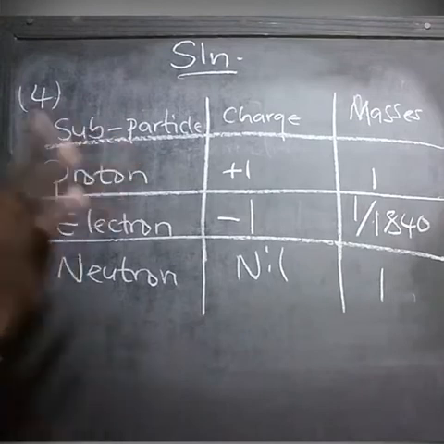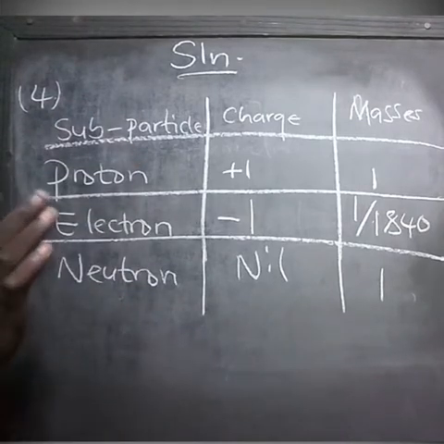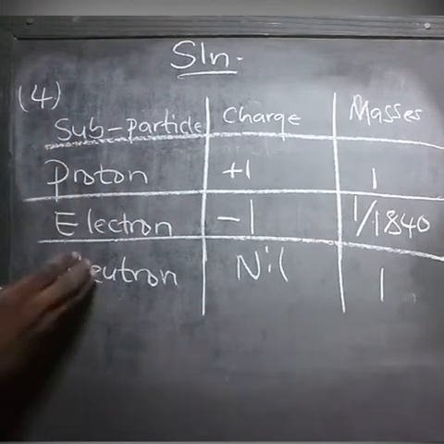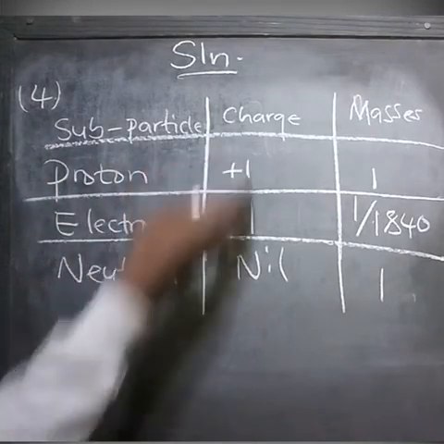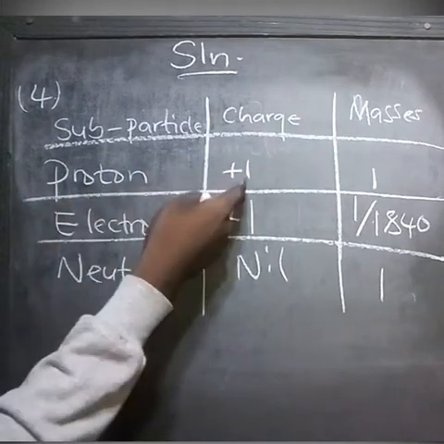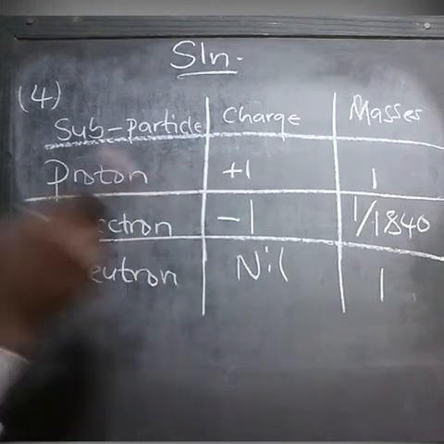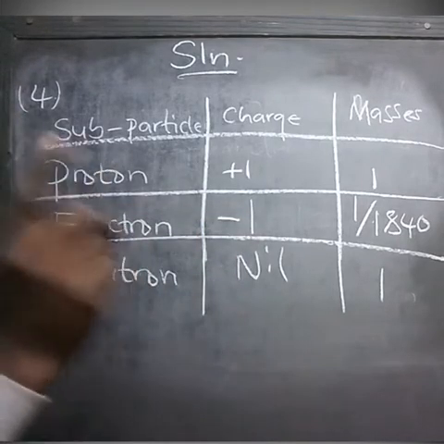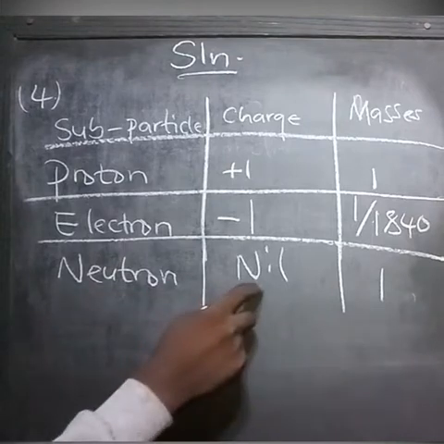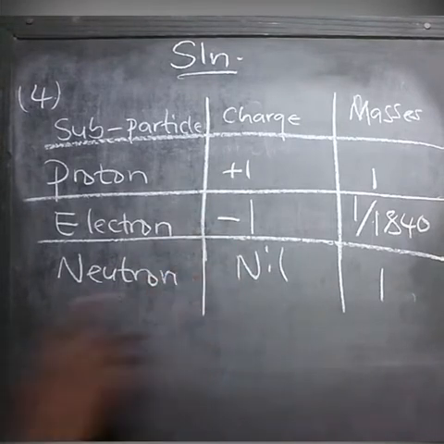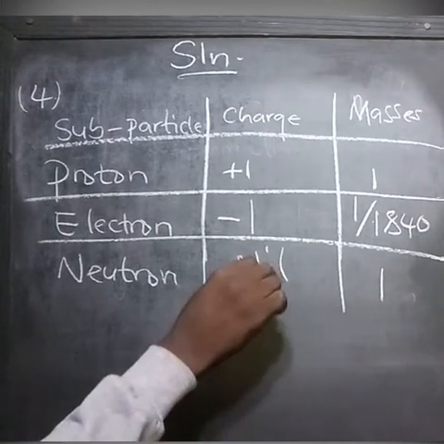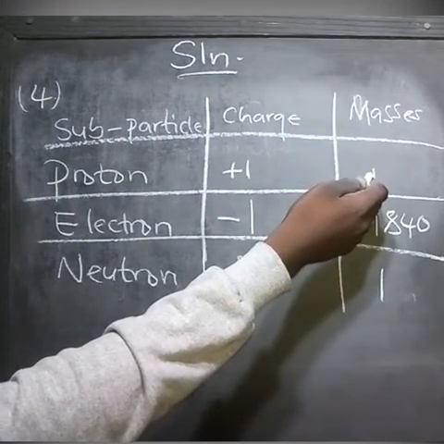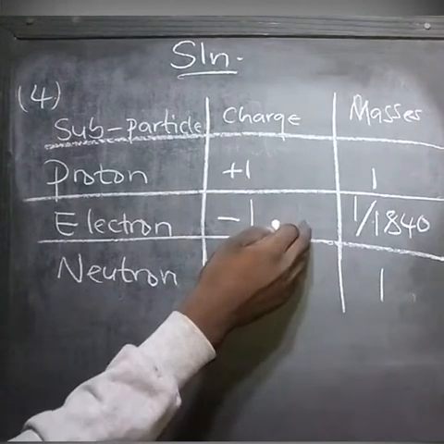Proton, neutron, and electron are the subatomic particles. Wherever you hear of subatomic particles, they are proton, neutron, and electrons. They also have charges. Proton has +1, that is positive always, while electron has -1, negative always. And neutron has no charge, that's why I put nil.